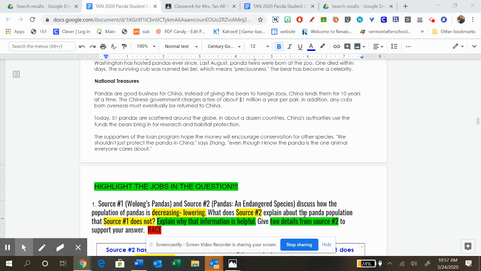It says source 1 and source 2 discuss how the population of pandas is decreasing. We said that means lowering. So both of them talk to us about how the panda population is going down. But what does source 2 explain that source 1 does not?